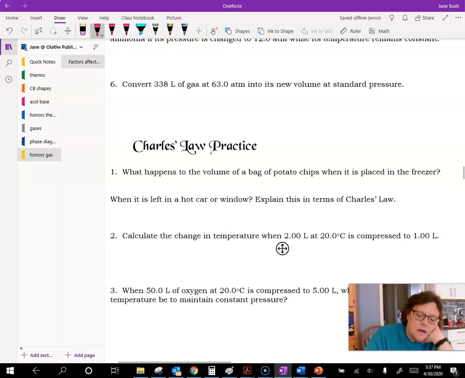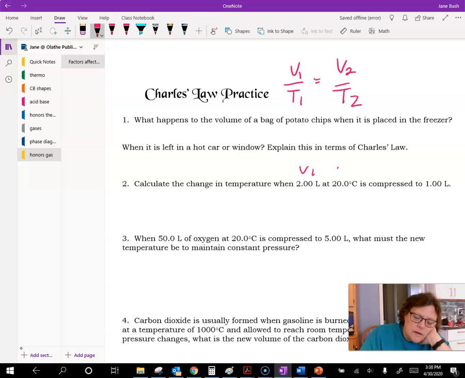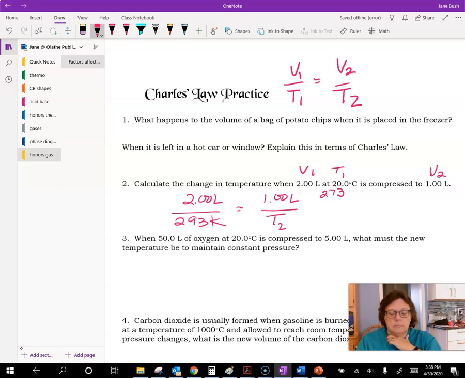All right, Charles' law: V1 over T1 equals V2 over T2. So here we're given a volume 1 and a temperature 1. But what is wrong with that temperature? You have to convert it to Kelvin. And there's volume 2. So we set up 2.00 liters over 293 Kelvin is equal to 1.0 liter and some new temperature. It's going to be half of 293. I'll give you a hint.